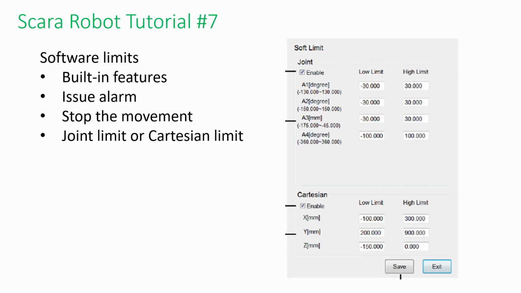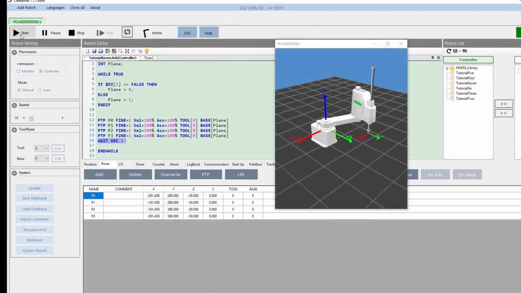Next, we have the software limits. It's a built-in function without an external sensor. Before issuing an alarm and stopping the movement, the user must define the joint or Cartesian limit and save it. Let's look at the demonstration.